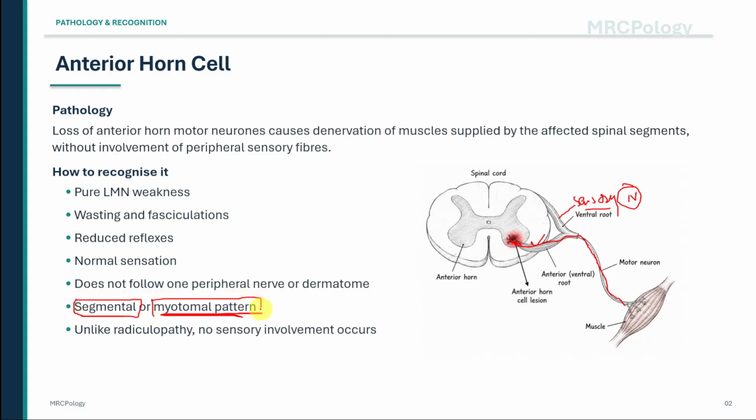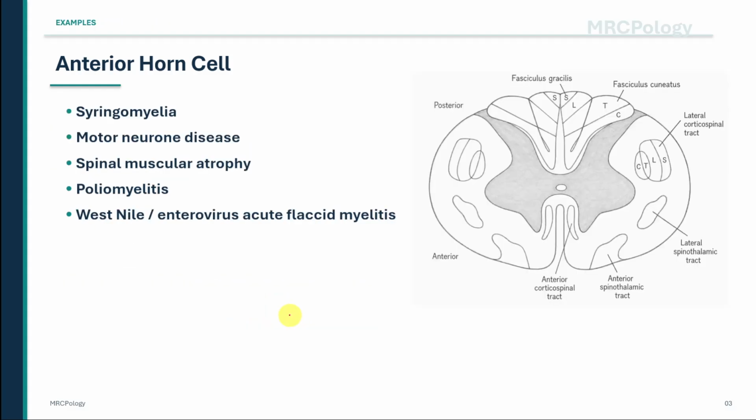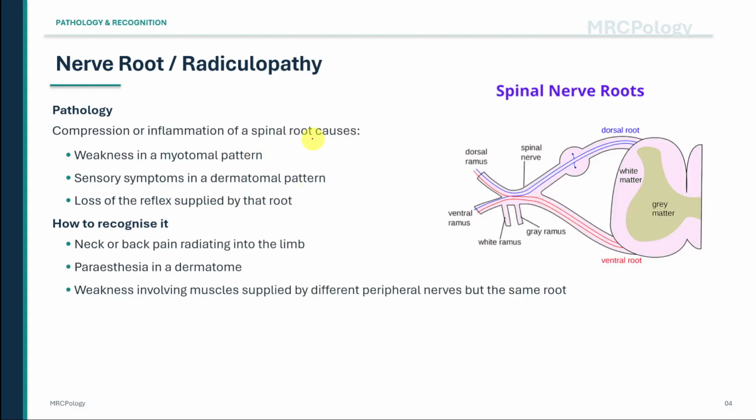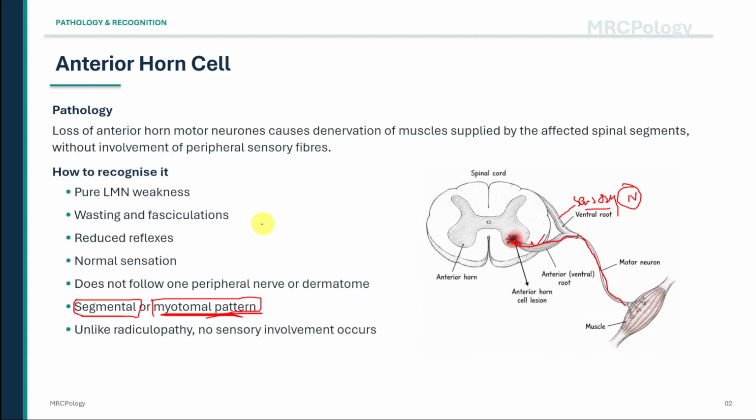A nerve root lesion usually produces sensory symptoms in a dermatomal distribution, whereas an isolated anterior horn cell lesion does not. In PACES, you could say, there is segmental lower motor neuron weakness with wasting, fasciculations, reduced reflexes, and preserved sensation, suggesting an anterior horn cell disorder.